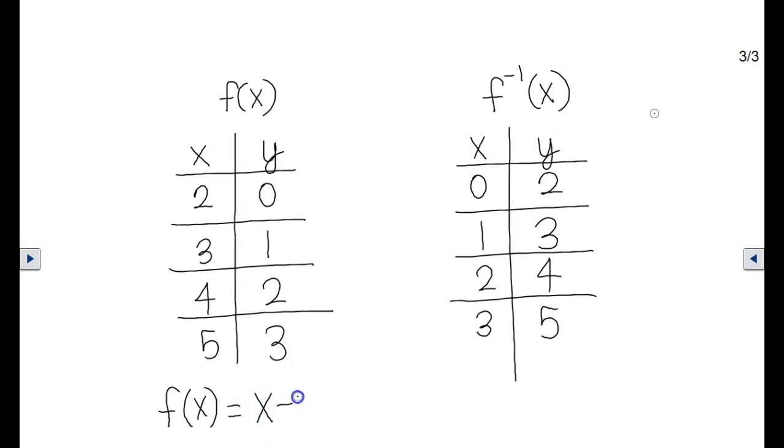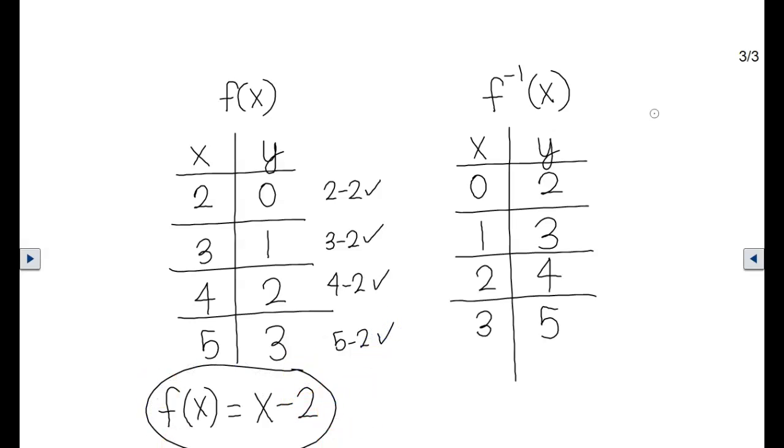So if I wanted to write the rule for this function, I could write that f of x, which we know is y, is the result of taking the x and subtracting 2. So if I did 2 minus 2, I would definitely get 0. If I did 3 minus 2, I would definitely get 1. If I did 4 minus 2, I would get 2. If I did 5 minus 2, I would get 3. So this is definitely the rule that's going on in that function table. So in f of x, in the original function, it takes whatever the x is, whatever the input is, and it subtracts 2 in order to get that output.